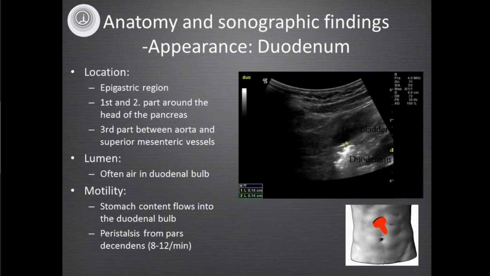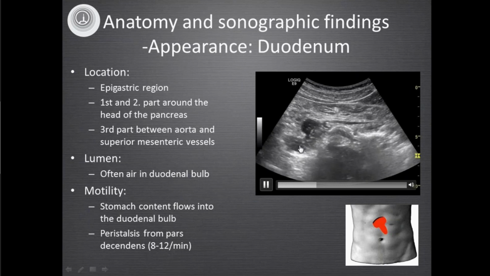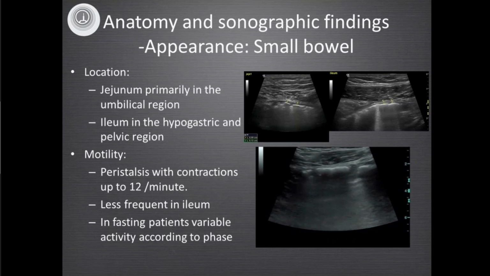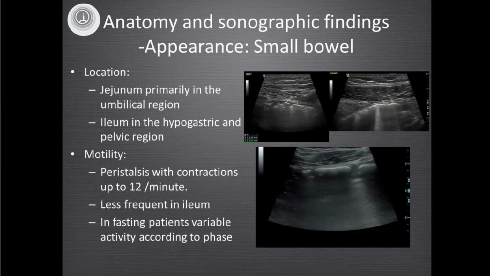So how does it look in the duodenum? I find this is a difficult part to examine, and usually I just get good images of the bulb. But sometimes if you add fluids, you can see a little bit further down into the duodenum. In the small bowel, you typically see air floating up towards the probe, and you can have nice motility going up to 8 to 10 contractions per minute. The duodenum is located in the umbilical region, while the ileum is in the hypogastric and pelvic region.